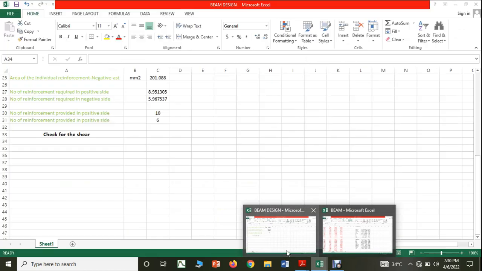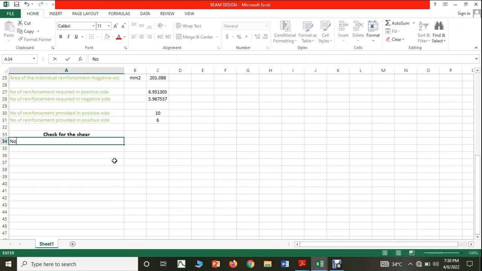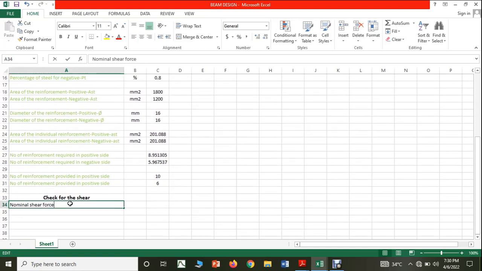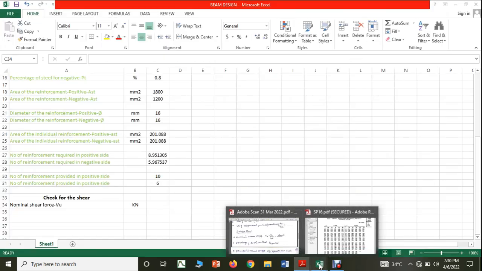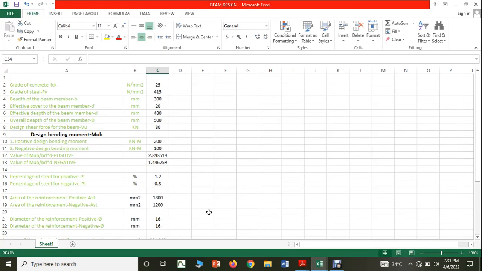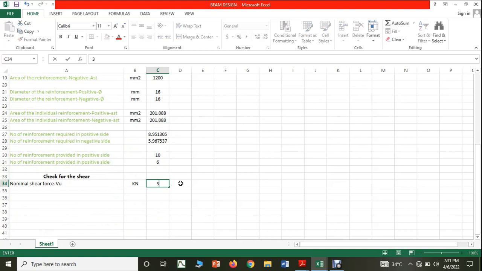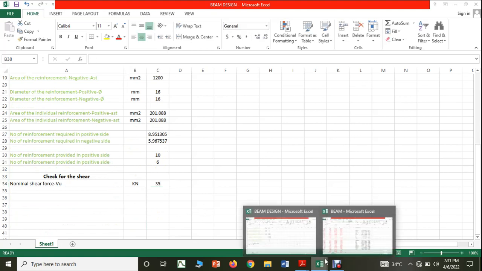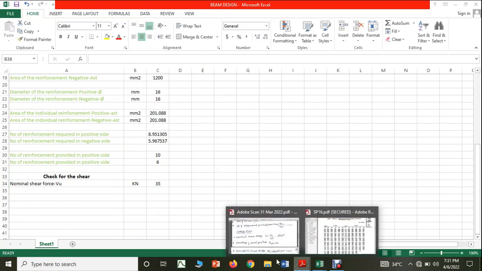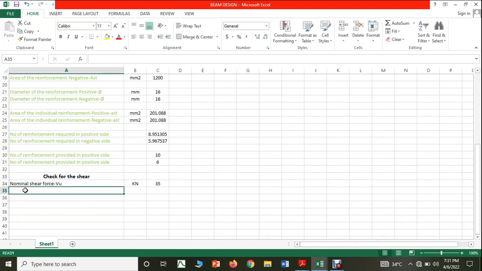So the first is the nominal shear force. We usually give nominal shear force in the form of Vu, and it will be in kilonewton. Let us take the value of nominal shear force as around 2035. Once the nominal shear force is obtained, the next step is you will calculate the nominal shear stress.